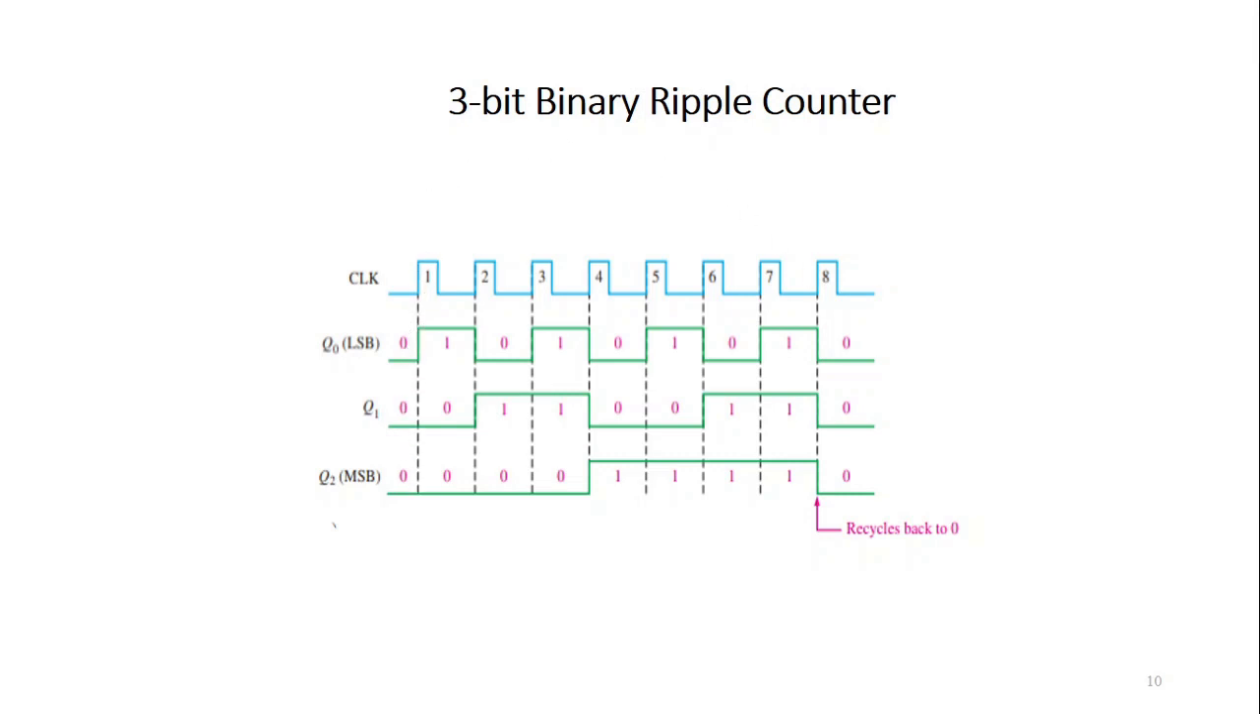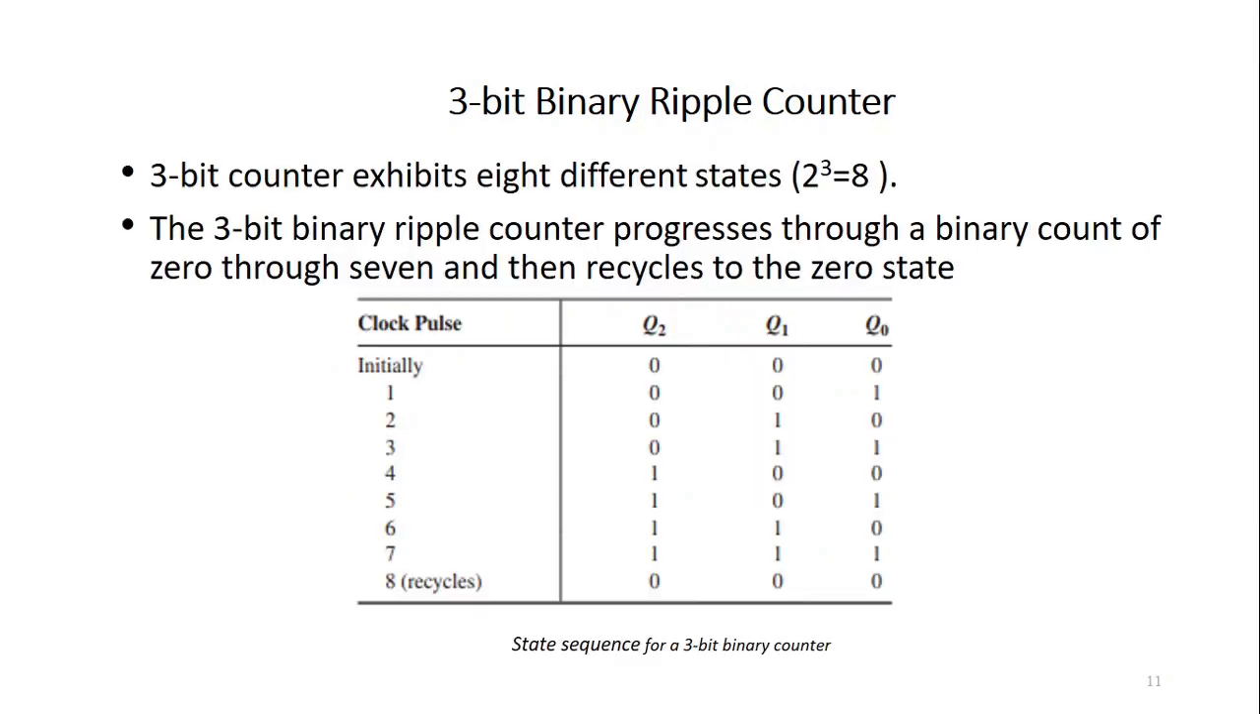That means the state of the counter recycles back to 0 0 0. Since we are using 3 different flip-flops, the maximum count of this counter is 7. That means from 0 to 7 there are 8 different states. The 3-bit counter exhibits 8 different states, 2 raised to n. Here n is 3, so 2 raised to 3 is equal to 8.